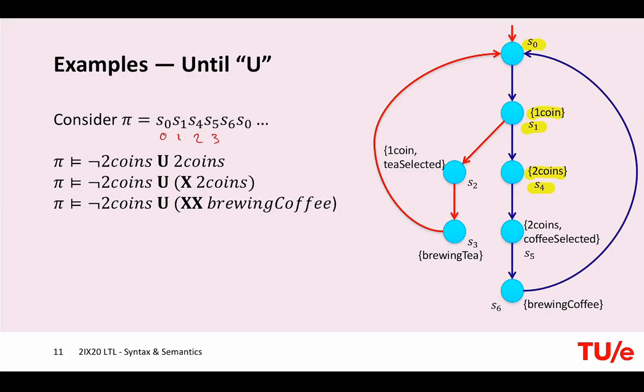Now let's take a look at the third example. Not 2 coins holds until next brewing coffee holds. So if we look at the path, then in S6 brewing coffee holds. So that means in S5 next brewing coffee holds. And in S4 next brewing coffee holds. And as we've seen before, not 2 coins holds in S0 and S1. So this property also holds.